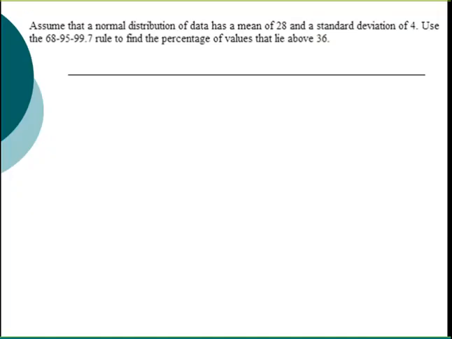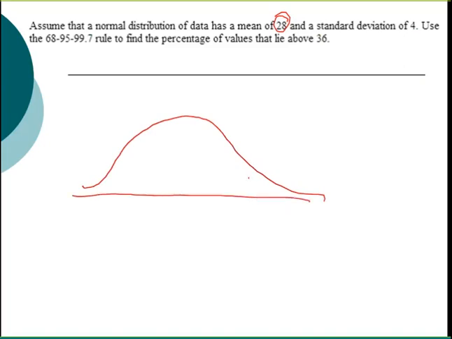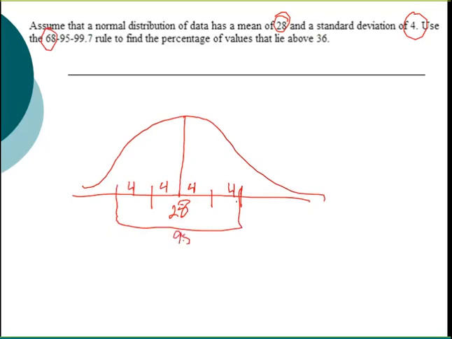So let's talk about a problem that you're going to see in the lab. It says, assume that a normal distribution of data has a mean of 28. So that means if I had the curve, I know, I'm a great drawer, right here this would be 28, okay? And then the standard deviation of 4. And by the way, I would draw it out just like I am right here. So using my rule, if I go up 4 and down 4, that should be 68% of my data. If I go another 4, so from here to here, this should be 95% of my data.